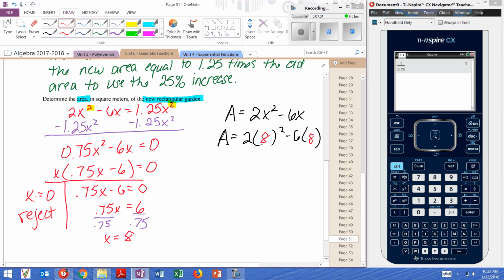And why do we reject it? Well, it can't make sense to have a side length of 0. That would mean that this square didn't exist. And then this problem wouldn't even make sense.